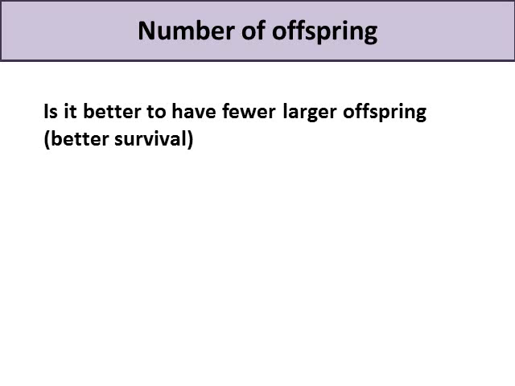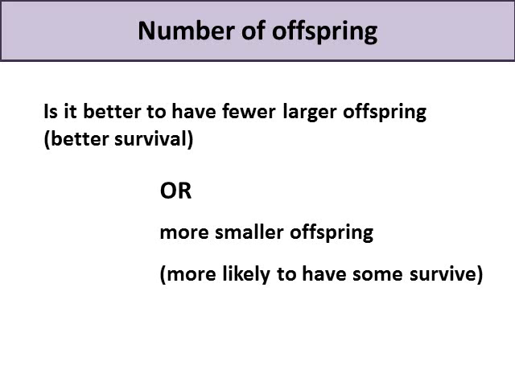What about the number of offspring? Again, for organisms, is it better to have a few larger offspring, where those fewer offspring will have a better chance of survival? Or is it better to have more offspring that are smaller, more likely to have some survive? We can think about this in organisms that have litters, or you can think about it in humans.